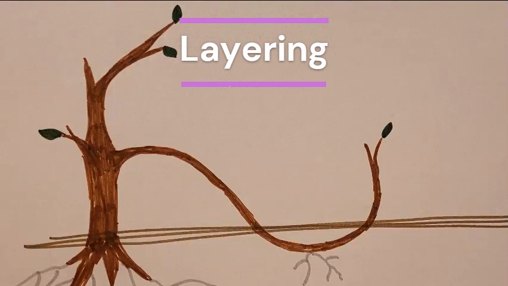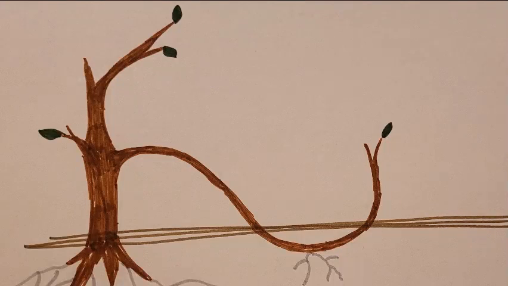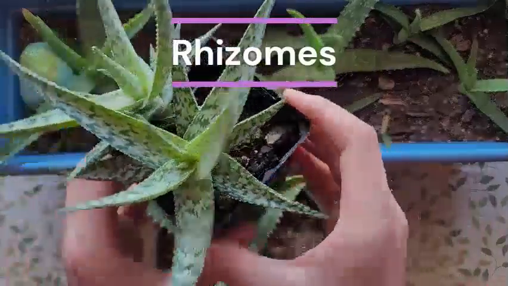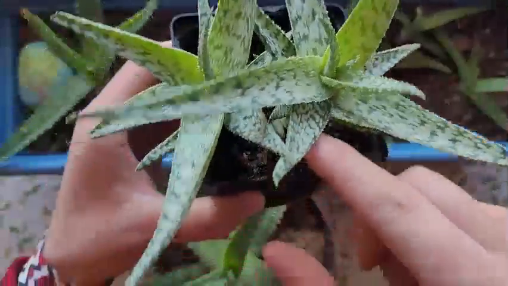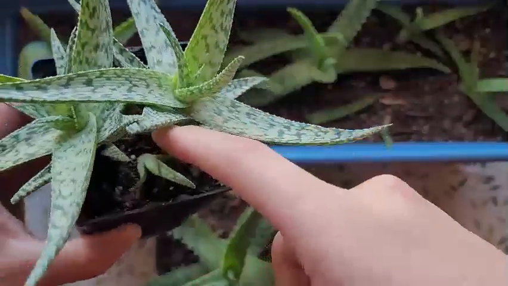3. Layering. This is when a part of the stem leans down and gets covered by soil and then grows more roots off of that part. I don't have an example of my own plants doing this, but some well-known plants that do this are raspberries and strawberries. 4. Rhizomes. That's when part of the roots grow shoots to form new plants. I've grown many aloe pups this way. This has happened to my aloe plants when under stress.